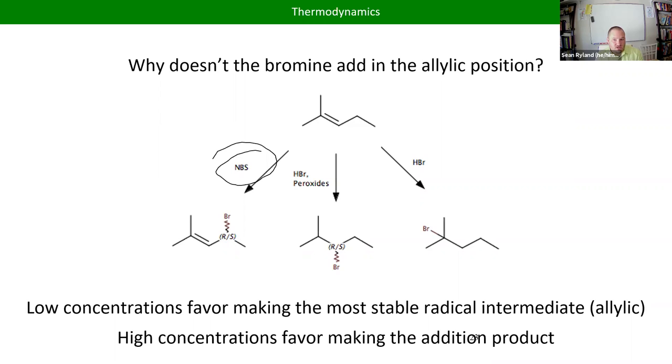So by keeping the concentrations low and keeping the reaction going slow, we make the allylic substitution. If we let the concentration get higher by using different reactants, then we're going to make the addition product. Realistically, that's what these different reactants being shown this way are showing. So if it says NBS, that is the chemist's way of saying really low concentration of bromine radicals. Therefore, go allylic. If it says just add HBr, that's going to be pretty high concentrations, like a 1-to-1 stoichiometric ratio. Therefore, you're doing an addition reaction.